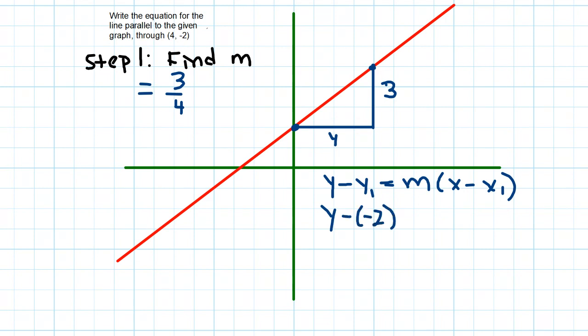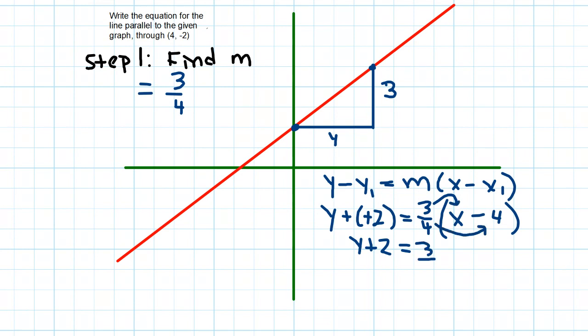It's negative. m is the slope we just found, which is 3/4. And then the x1 will be the x from the point that I have right here. So that would be x minus 4. And so now it's just a matter of solving for slope-intercept form. We're going to take care of that because the double negative makes that a positive. So we have y plus 2 equals, now we're going to distribute on this side.